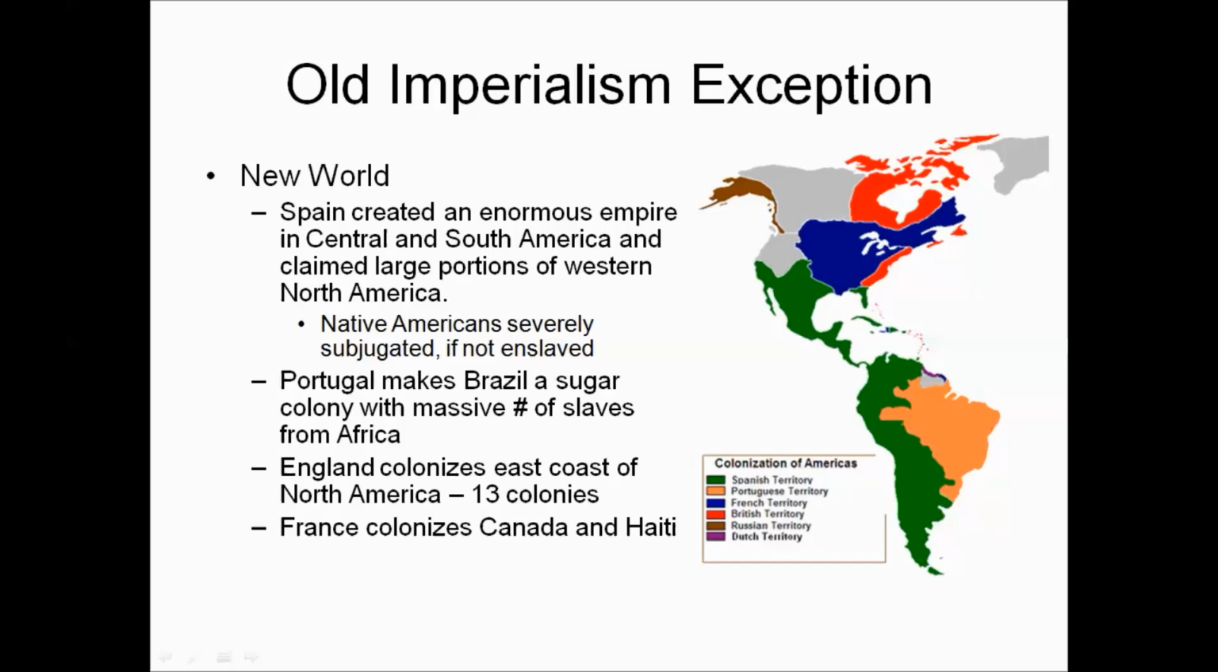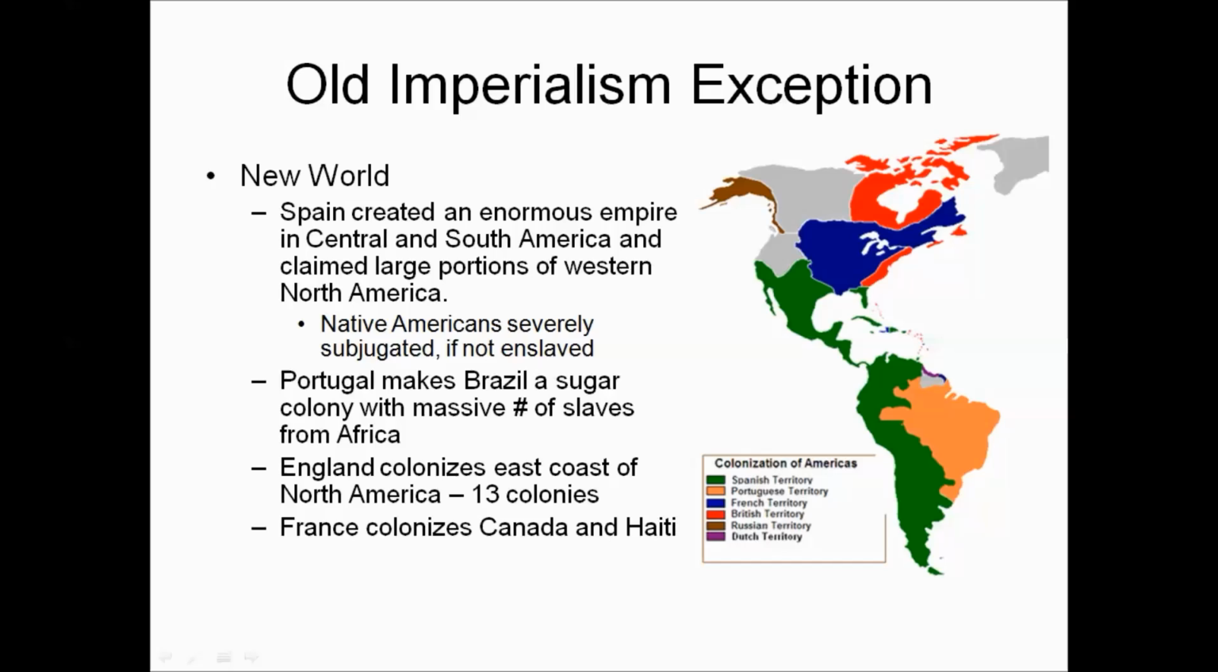So again, this is actually more like the new imperialism that we're going to be talking about than what was on the previous slide. Portugal is going to make Brazil a sugar colony and essentially import massive numbers of slaves after they are responsible for the deaths of the native inhabitants. England is going to colonize the east coast of North America and set up its 13 colonies. And then you have France colonizing Canada and Haiti.